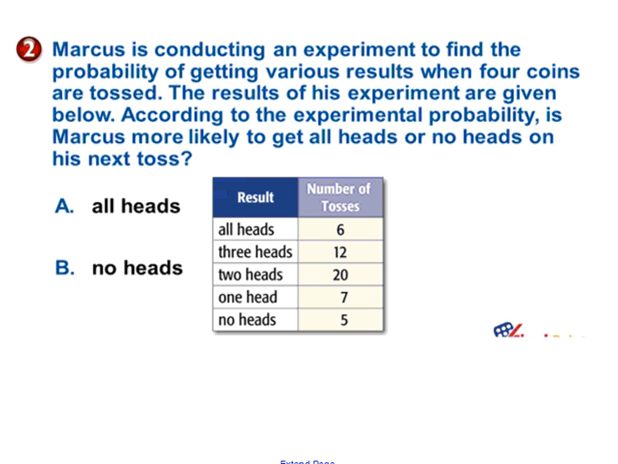Marcus conducted an experiment to find the probability of getting various results when 4 coins are tossed. The results of the experiment are given below. According to the experimental probability, is Marcus more likely to get all heads or no heads on his next test?